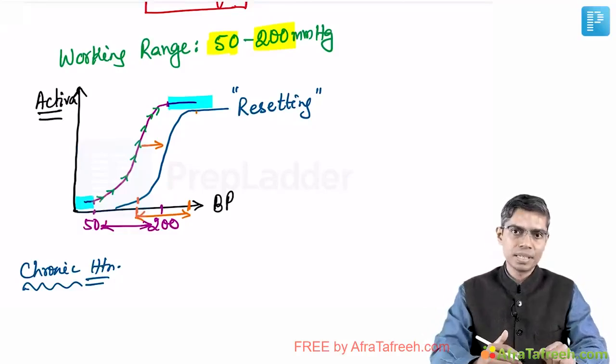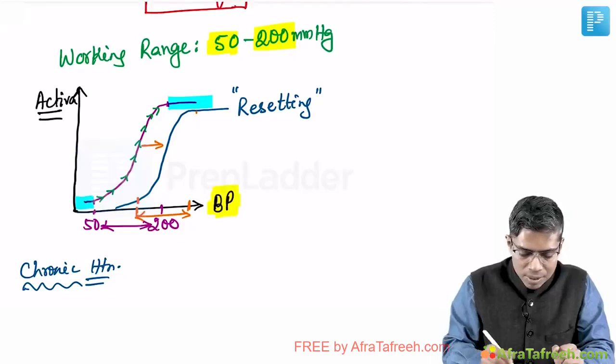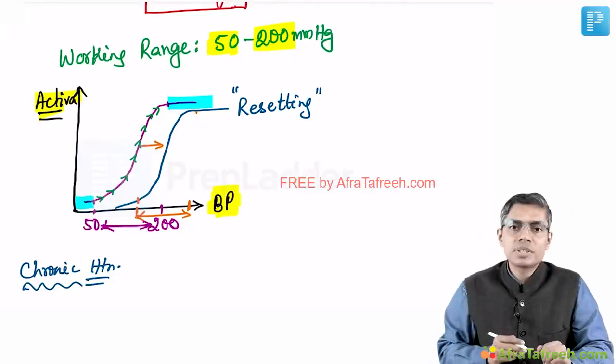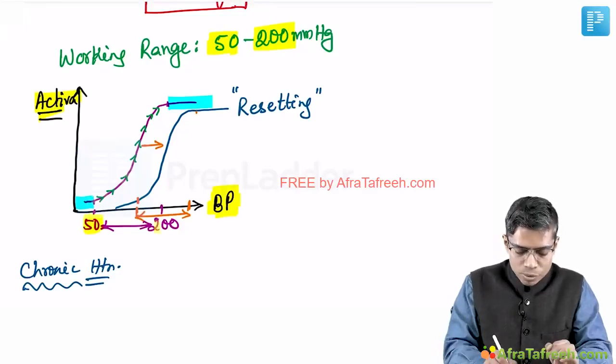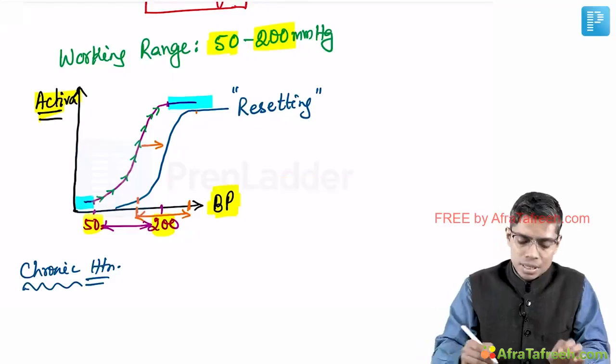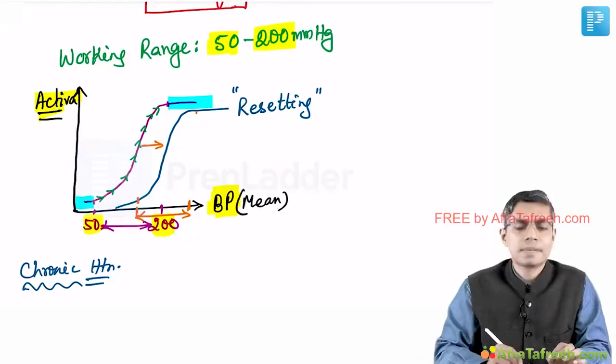This setting is known as the resetting of the baroreceptor function curve, right? So here we were plotting the baroreceptor activation in response to blood pressure. If I ask you, which blood pressure are you talking about, sir? This 50 to 200 you are talking about now, which blood pressure is this? Systolic blood pressure? No. This is the mean blood pressure I am talking about, right?